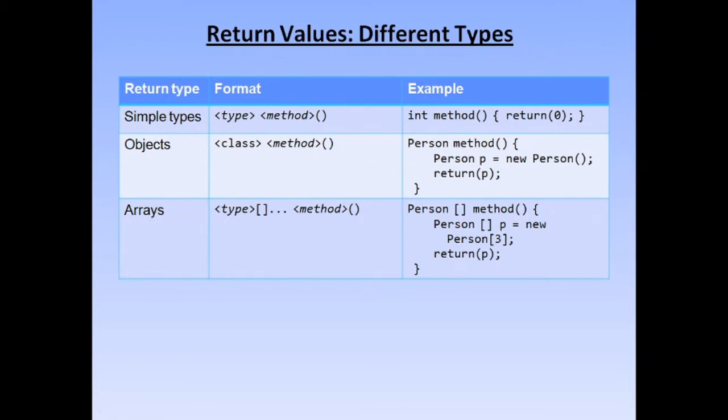Now, what can be the return value? Just as the arguments can be of three types, so can the return values. The method can return simple types, that is primitive types. It can return objects of other classes or the same class, and it can also return arrays.